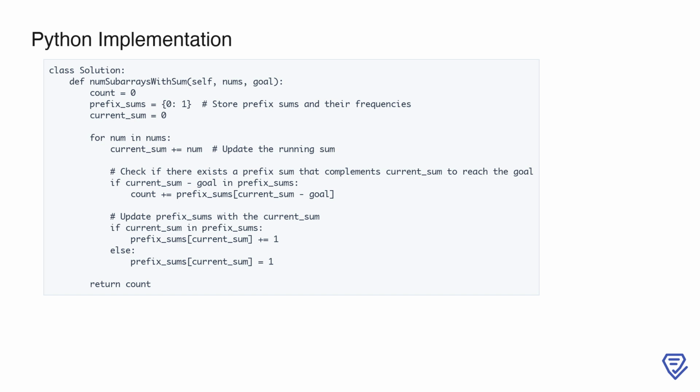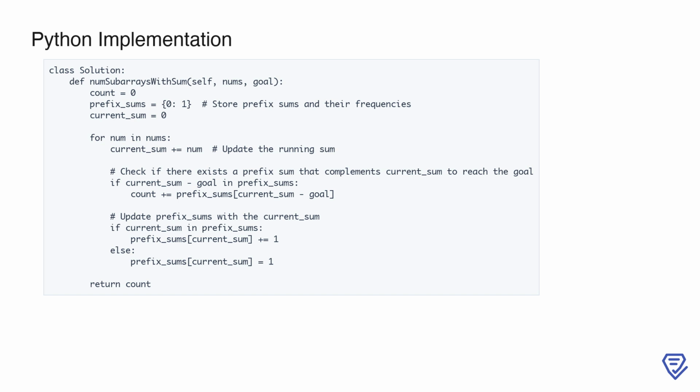hashmap technique. Here's the detailed explanation. The function numSubarraysWithSum takes two inputs, the binary list nums and the target sum goal. The goal is to count the number of contiguous subarrays that sum up to the value goal. Step-by-step explanation. Initialization. Count is initialized to 0. This variable will store the total number of valid subarrays found.